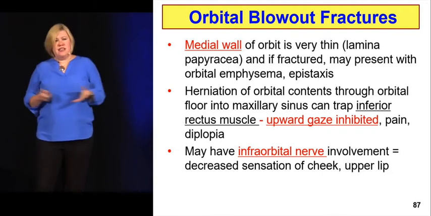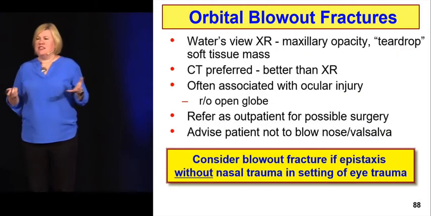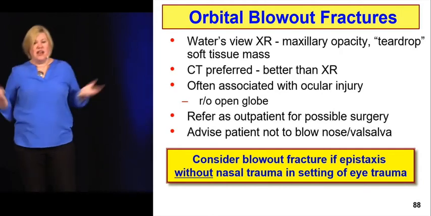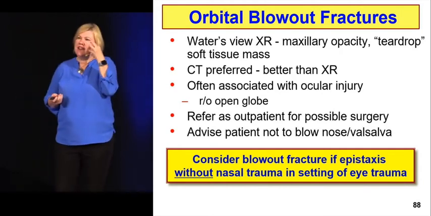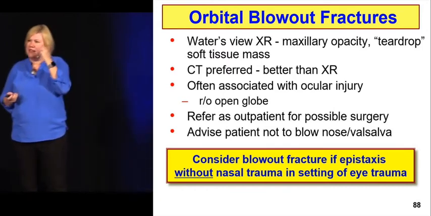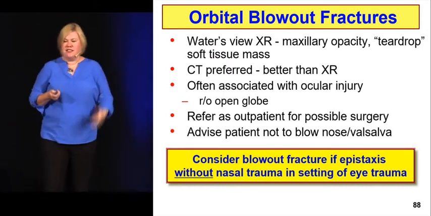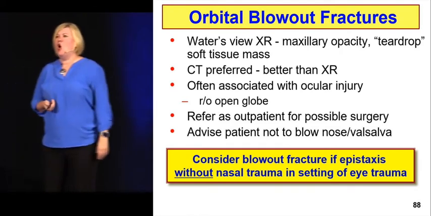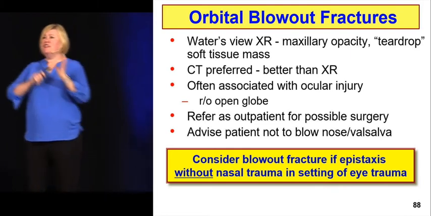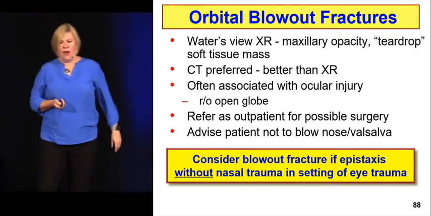How do we image these? These days we're mostly doing CT scan. It's much more detailed, much more sensitive. You can do a plain film. It's what we used to do before we were doing lots of CT scans. And you'd see that maxillary opacity on your Waters view with the teardrop soft tissue mass. That would be an orbital blowout fracture. These days CT is preferred, and we want to think about open globe. We give them precautions not to blow their nose or Valsalva, and this gets referred for outpatient repair.